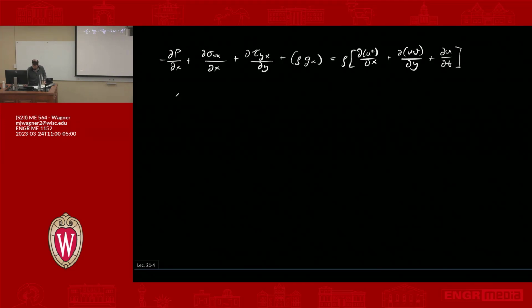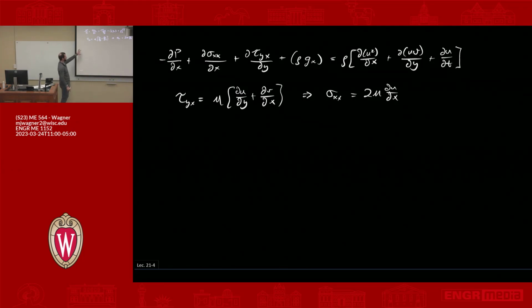So those would be tau yx is equal to mu times partial u with respect to y plus partial v with respect to x. So that's the rate equation for shear stress. And then sigma xx is 2 times mu times partial u with respect to x. So I didn't tell you where these came from, but you can go look these up. It's sort of the definition of these terms. So we use this. Let's substitute this into the top equation.